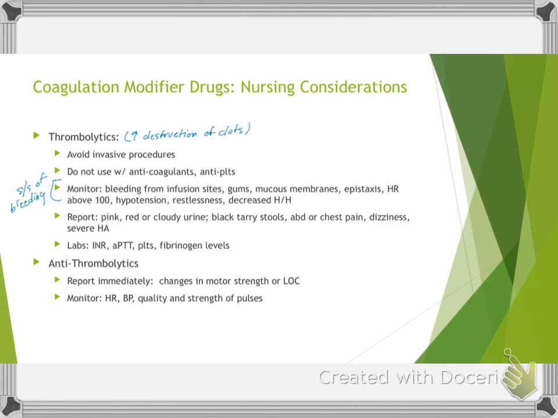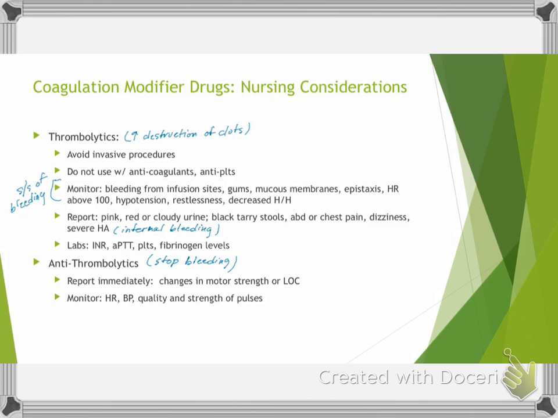We'll want to report pink, red, or cloudy urine, because again, could be bleeding. Black tarry stools, abdominal or chest pain, dizziness, severe headache, because these are internal bleeding. That's not as easy to see. Monitor the labs with antithrombolytics. Remember, these cause bleeding.